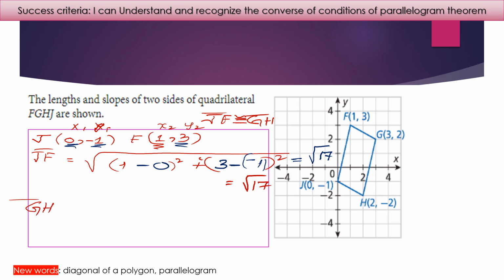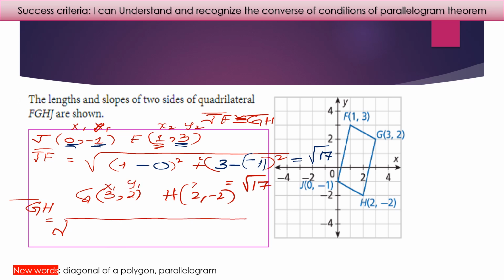So the coordinates of GH: G is 3 and 2 and H is 2 and negative 2. So let's try to find out. So this is my x1, y1 and H coordinates are x2 and y2. So I am just preparing myself. Now x2 is 2 minus x1 is 3. Then y2 is negative 2 and y1 is 2.